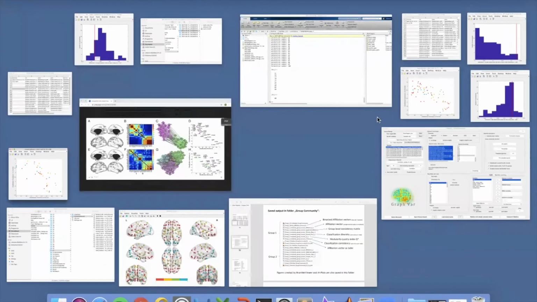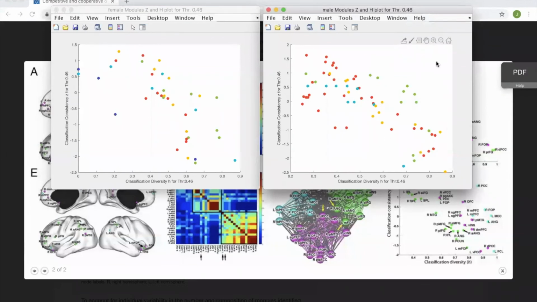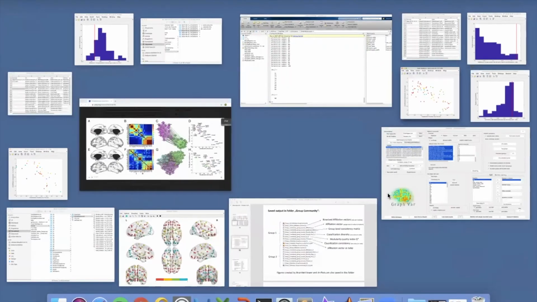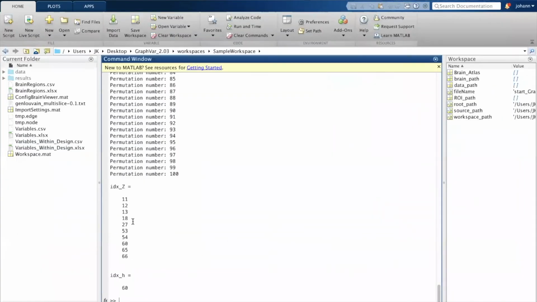But here, if we now look at this, we do not see this striking difference. What would be interesting for you is to see if there are differences in the values of the classification consistency or classification diversity between the two groups. And this is what GraphVar already plots out at the end of the permutation. For each single node, it generates, for the Z and the H value, a permutation distribution of the difference among the groups and places the real value in there. And these are the ones that are significant according to an alpha of 0.05.